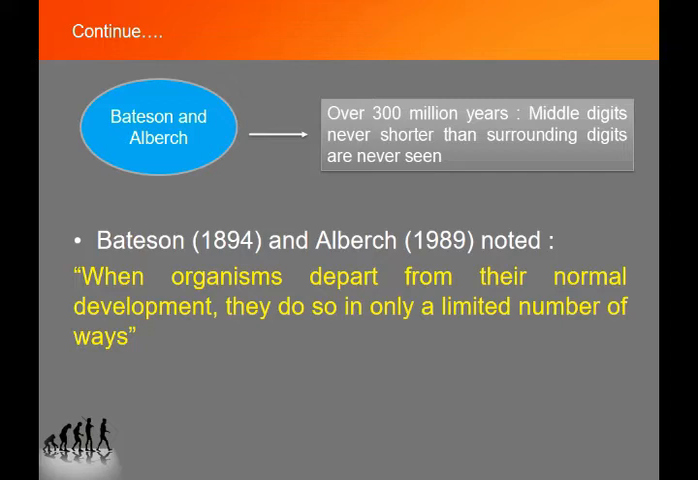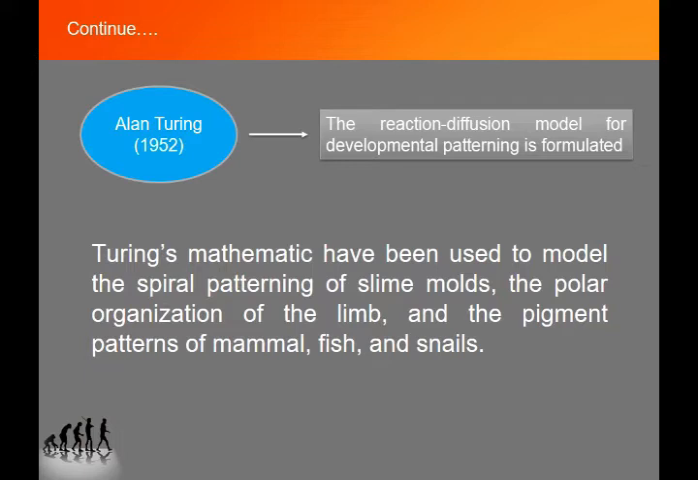So, after observing this phenomenon, Bateson in 1894 and Albert in 1989 noted that when organisms depart from their normal development, they do so in only a limited number of ways. The next person involved is Alan Turing.